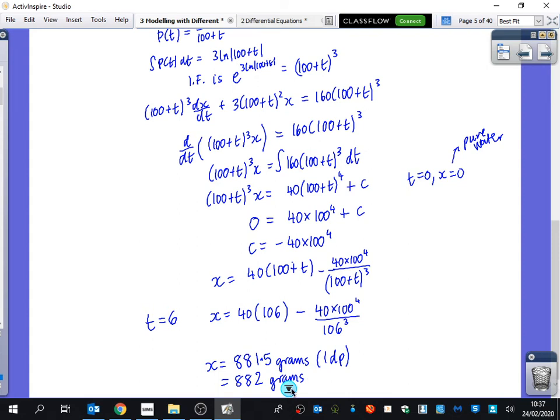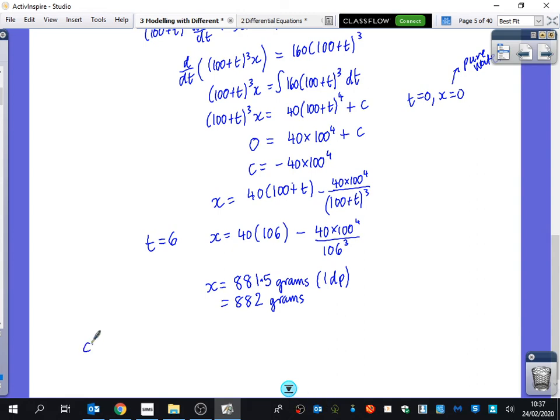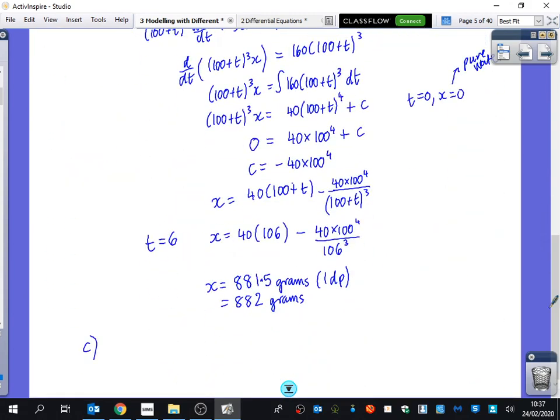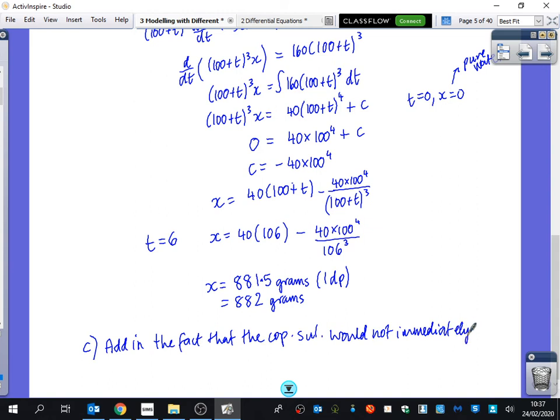Anyway, part C of the question: how could we refine it? We should say, explain how the model could be refined: add in the fact that the copper sulfate would not immediately disperse. Okay?